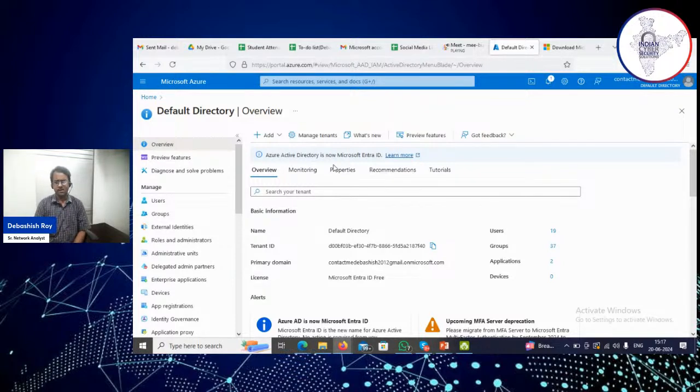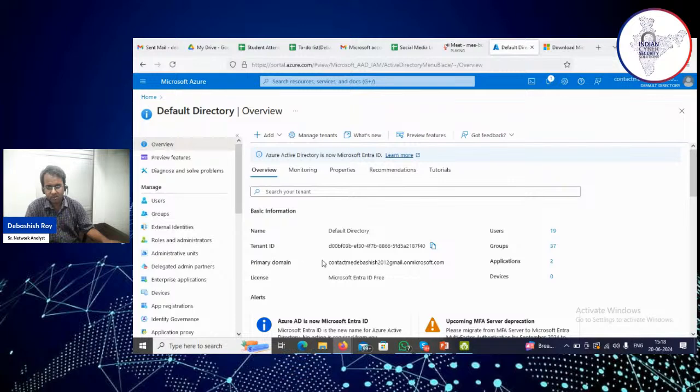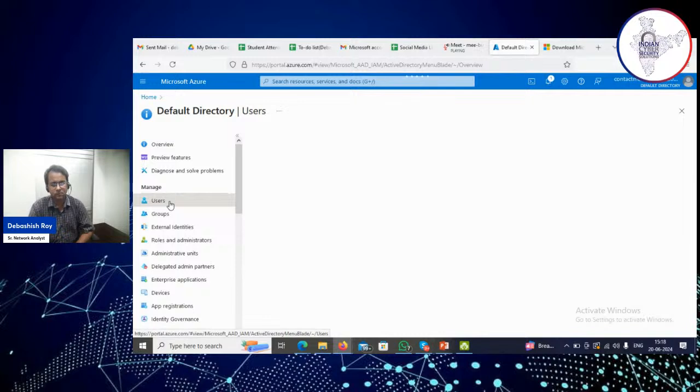It is separate. It is not integrated with the Windows Server, but it is a separate entity. But it is much like the Windows AD. Azure AD is now Microsoft Entra ID, so the name has changed. So here also you can see the primary domain name that is linked to my account, and also you can see the users, groups, all these entities are there.